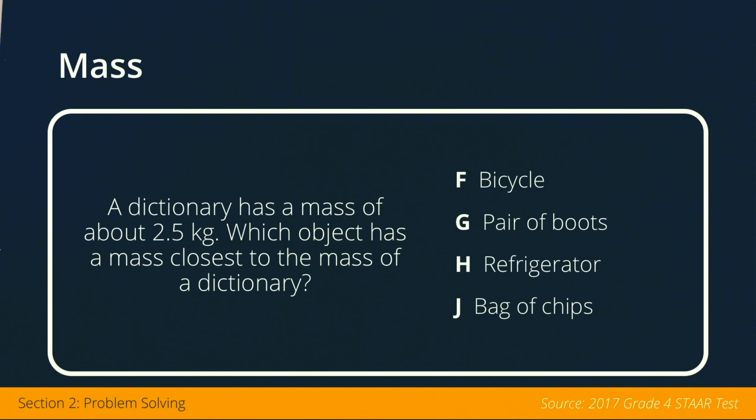On this question here, the students are asked about a dictionary. A dictionary has a mass of about 2.5 kilograms. Which object has a mass closest to the mass of a dictionary? Students here need to choose from a bicycle, a pair of boots, a refrigerator, or a bag of chips.